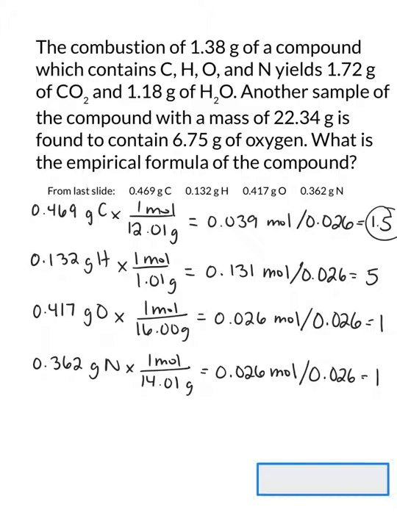So the only way to get a half to a whole number is I'm going to have to multiply it by 2, but I can't just multiply one of them by 2. I have to multiply every single one of these numbers by 2. So I've got new things. 1.5 times 2, that's going to be 3. 5 times 2 is 10. 1 times 2 is 2. 1 times 2 is still 2. Right? So looking at this now, I've got C3H10O2N2, and I am done. So that is combustion analysis and how you can solve the multitude of problems that come off of it.